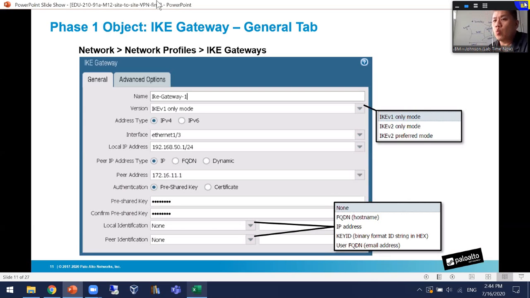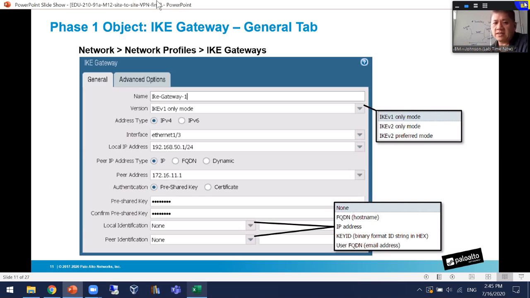The tunnel is where? Then after that, you have your local IP address, which is the tunnel IP address. Then after that, you tell it which is the peer. Is it dynamic? Is it FQDN? Is it the IP address? This example is the IP address.